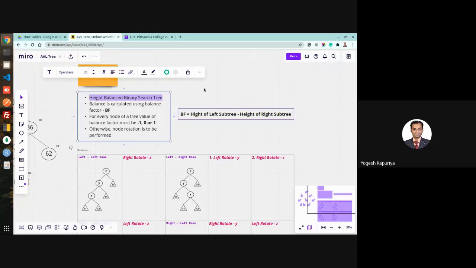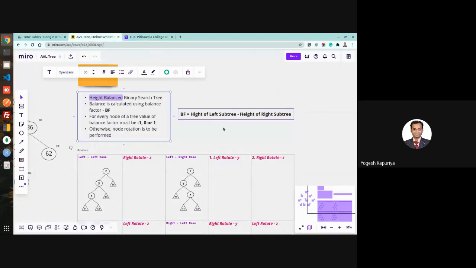Now we all know what we mean by binary search tree. Binary search tree means that any value which is on the left of the node is always less than the node value, and any value which is greater than the node is always on the right of the node. But this is not just a simple binary search tree, it is a height balanced binary search tree. That means at any instance of time, for a given tree, height is always balanced. Height means the height of the entire tree is always balanced.